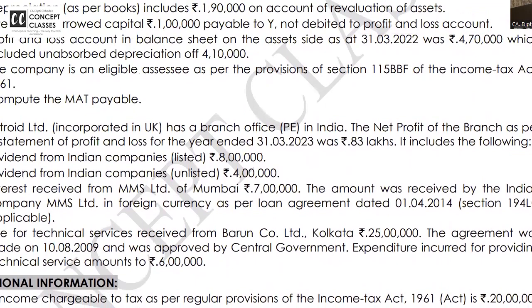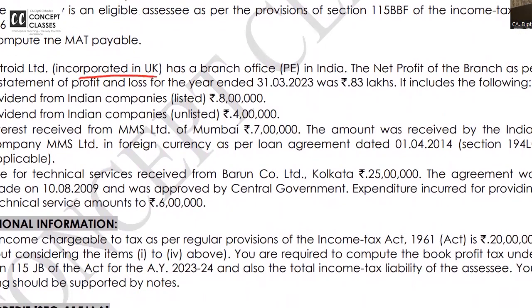Meteor Limited is incorporated in UK. Any company which is registered outside India is definitely a foreign company, right? And they have a PE in India. The net profit of the branch, as per the statement of profit and loss account, is 83 lakhs. It includes dividend from Indian companies. These are taxable at a specified rate.